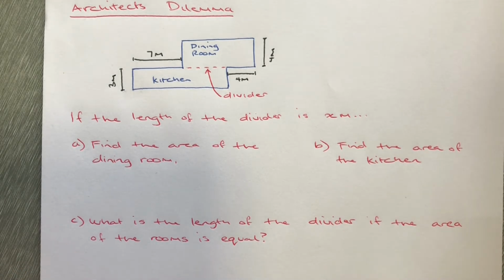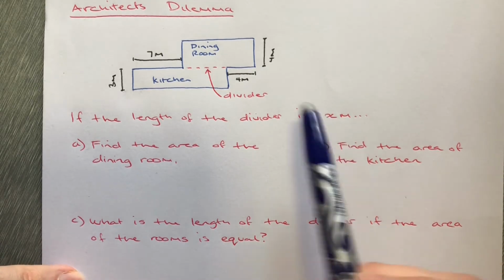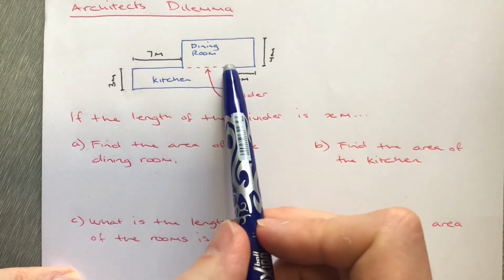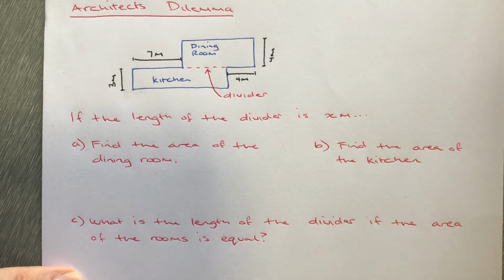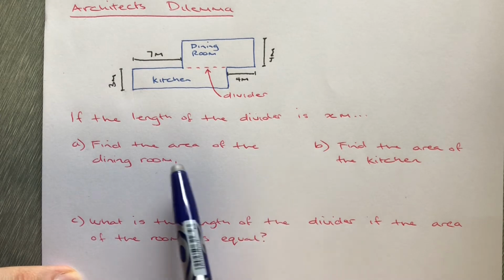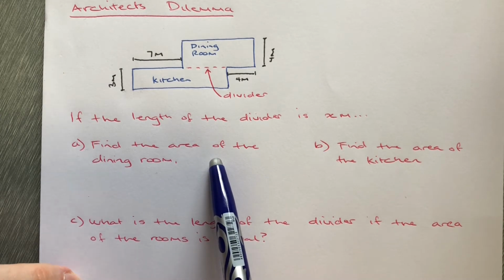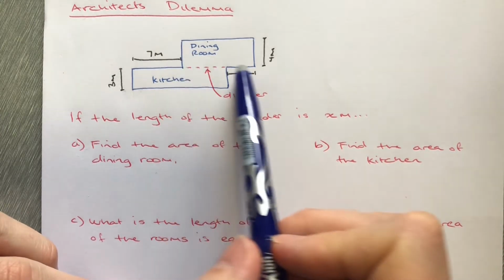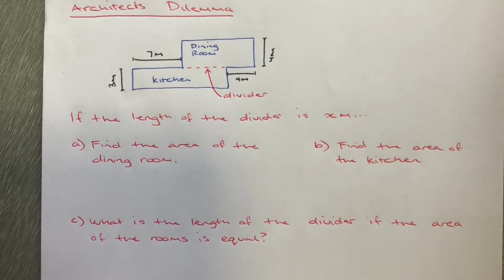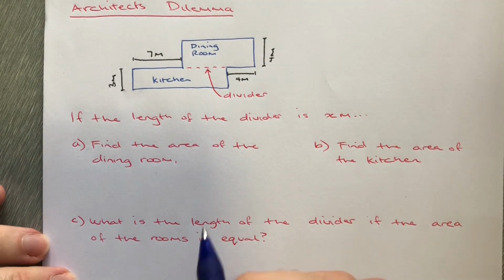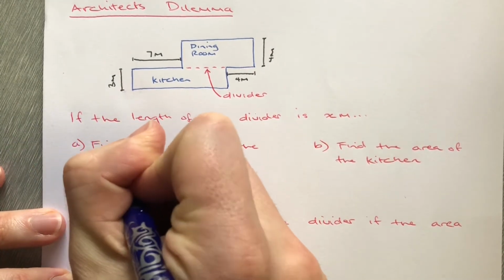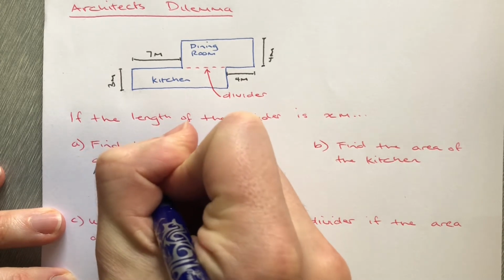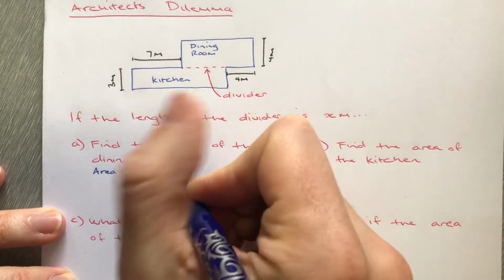If the length of the divider is x meters, so that's a number that we don't know, that x. So the length here is going to be x. That red dotted line is x meters. If the length of the divider is x meters, find the area of the dining room. The dining room, that's a rectangle, isn't it? I hope that we can remember the formula for the area of a rectangle. So the area of a rectangle is going to be length times width.